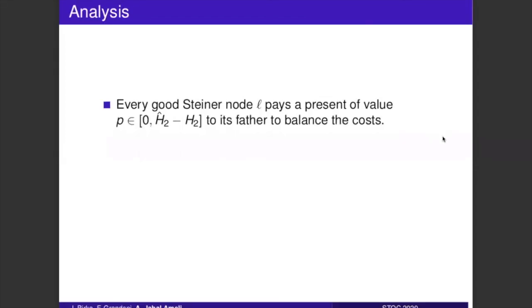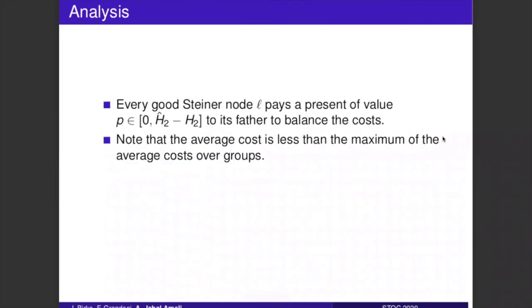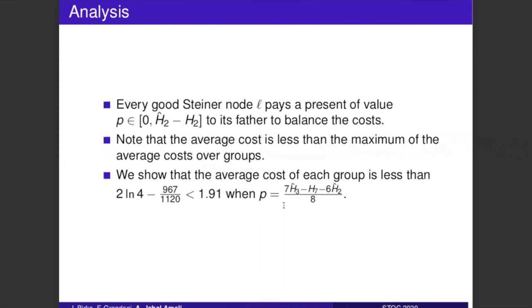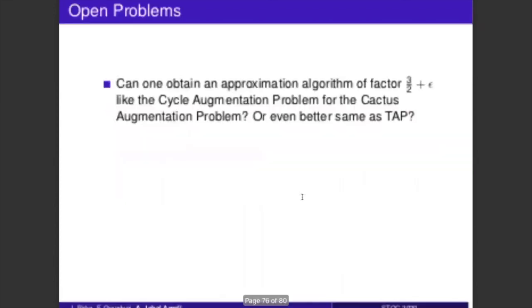Another modification we make in order to balance the cost is that every good Steiner node L pays a present of small value to its father. Recall that good nodes have low costs, so this process helps to distribute the cost in a more balanced way. Note that the average cost of the nodes is less than the maximum of the average cost over groups. Finally, we show that for this certain value of p, the average cost of each group is less than 1.91. So basically, this shows that our algorithm is a 1.91 approximation.